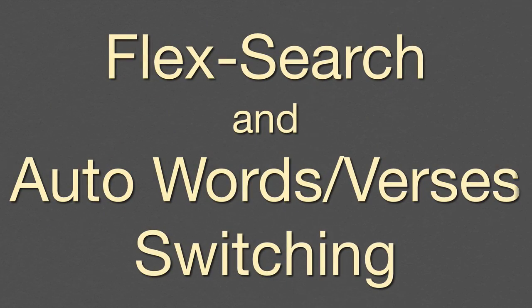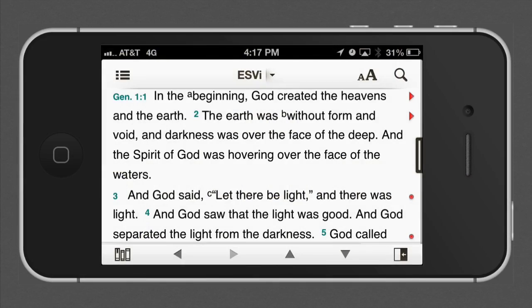Flex Search and Auto Words versus Switching. Version 1.6 also incorporates two new features that first appeared in the desktop version of Accordance 10. If you use our desktop program, you're probably already familiar with them. But if you don't, here's a quick explanation.